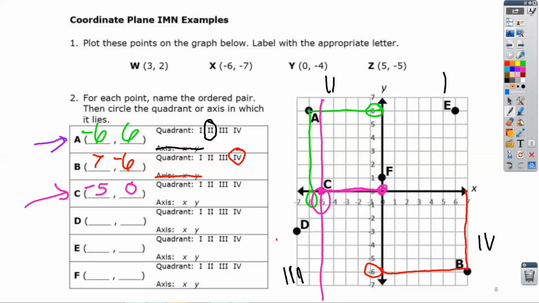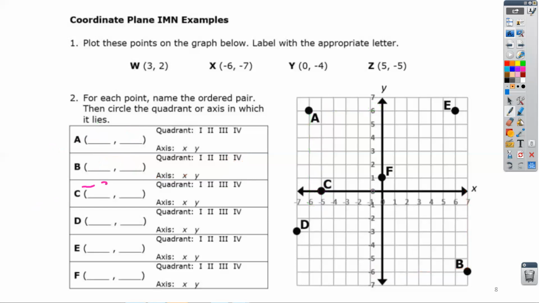Now, if it's on an x or y axis, it is not inside a quadrant. So again, I'll repeat that. If it is on an x or y axis, that means it is not inside a quadrant. So quadrant doesn't matter on this one. This is where I use the axis one. Is it on the x-axis or the y-axis? It's on the x, so circle the x.